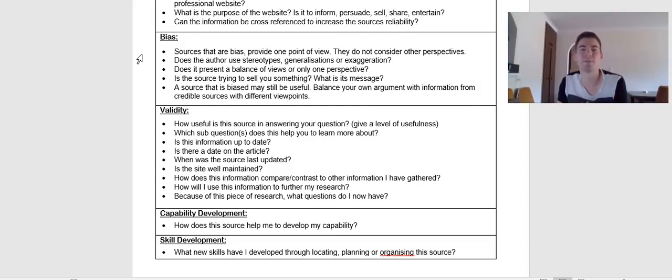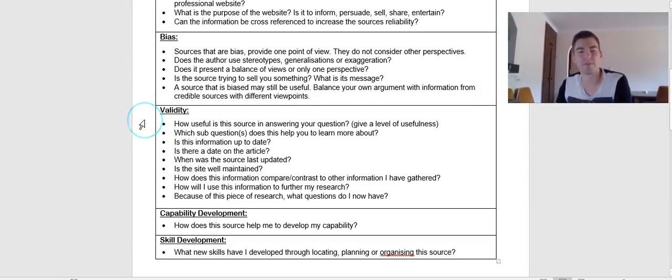So even though sources can be biased, they can still be really useful. It's just really important that we weigh up both sides of the argument and that we're willing to have a look at multiple sources, multiple viewpoints, because ultimately that's going to give us the most well-rounded answer, and it's what I'll be looking for when you write your outcome. Moving on, having a look at validity.